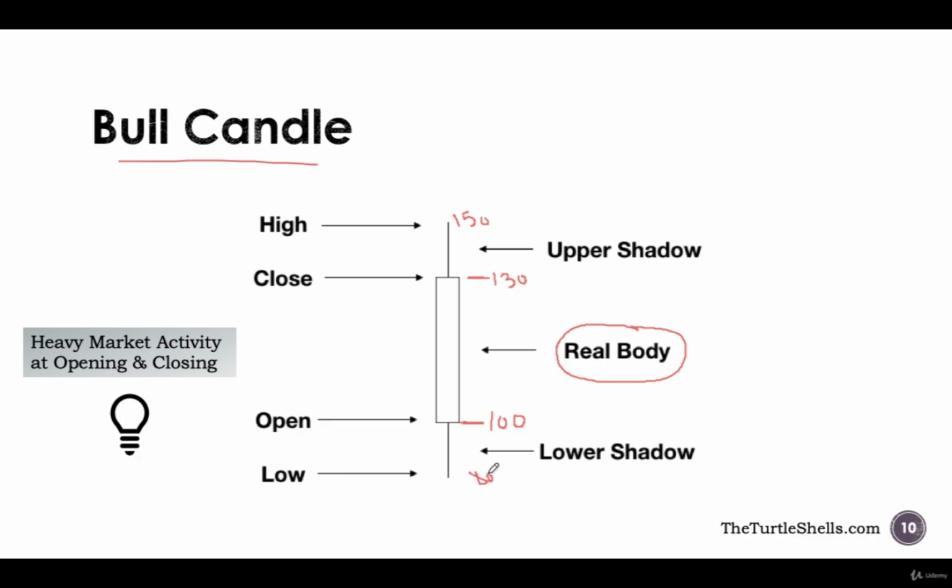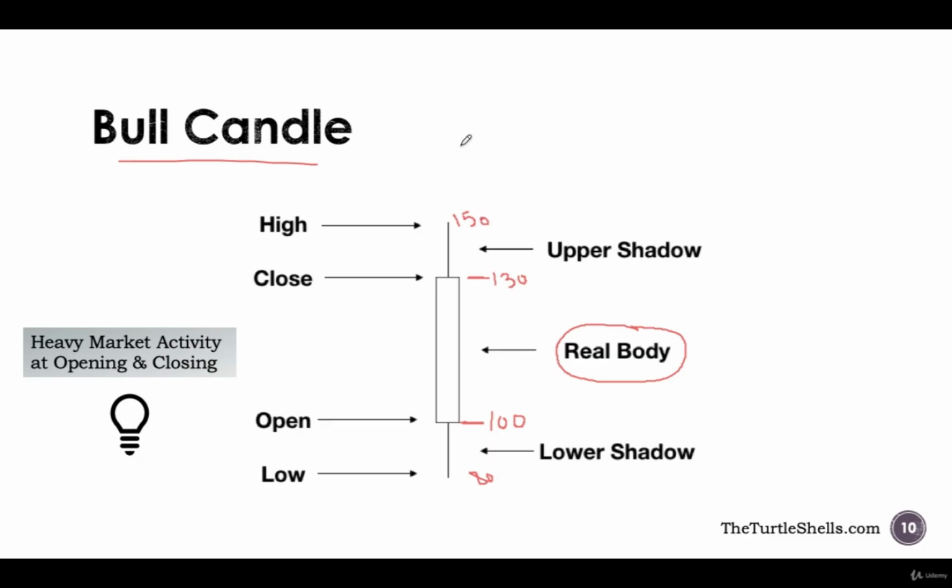Okay. So we can say that in the morning when the market opened, it opened at 100. It went up to 150. That was the highest price attained on that day. And meanwhile, during the session, it also went to a bottom of 80. But by the time the market closed, the closing price was 130. So the market opened at 100, closed at 130. The highest price was 150 and the lowest price was 80.